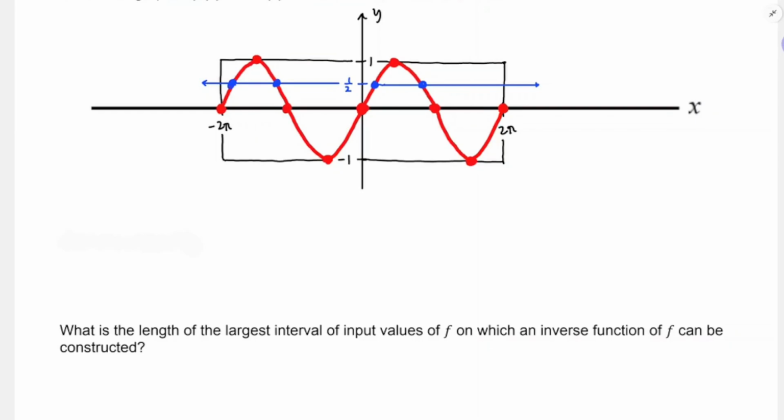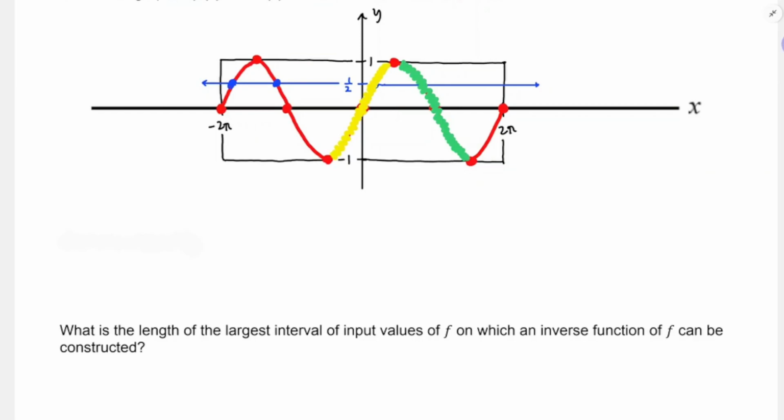We would need the function to be either only increasing or only decreasing. So we could look at an interval like that. That would be an interval on which the function's only increasing. It's running from negative 1 to 1, it's covering all of its values, and it's only going to hit the blue line once. But that's not the only interval we could have chosen. We could have chosen this one also, and if we'd only looked at the graph there in green, we'd still only run into the blue line once.